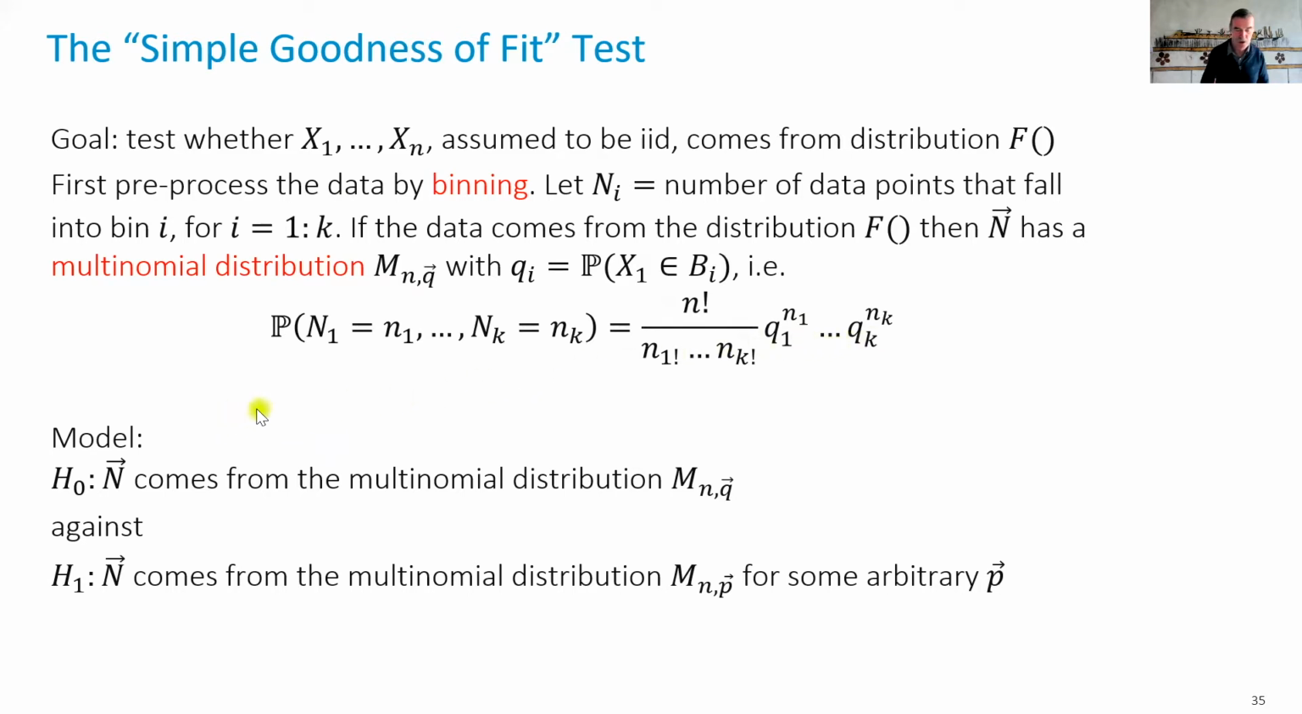And the corresponding model of the test is: the null hypothesis is that the multinomial variable that we have here comes from the distribution that is here. The multinomial distribution has parameter n, the number of data samples, which here is assumed to be well-known and non-random, and q, where q is precisely given by this formula coming from the distribution capital F, versus the more general model, which assumes that this is a multinomial distribution with any arbitrary distribution p. So p, of course, is a vector of probabilities. Its components are all non-negative and it sums to one.